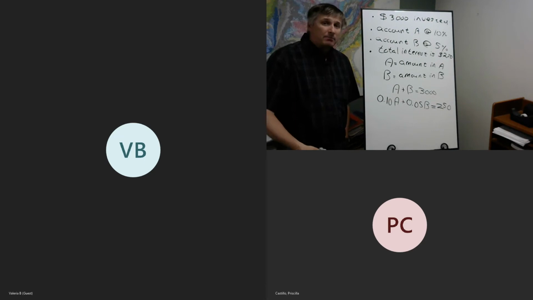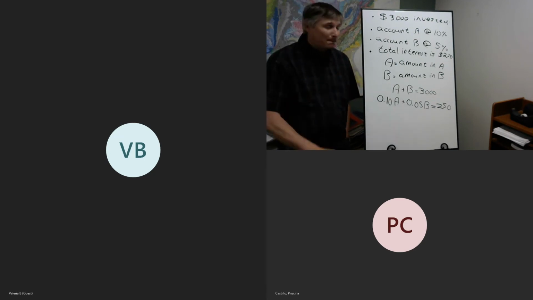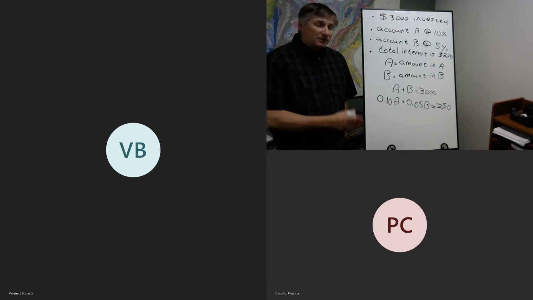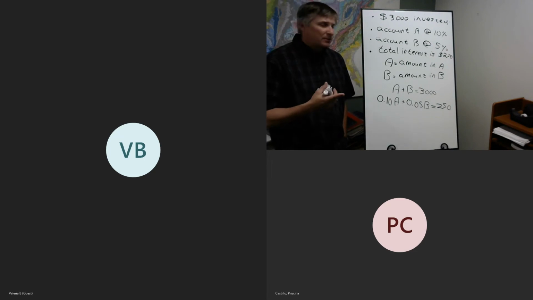So again, I've gone back and modified the problem where we didn't know how much interest came from each account. But let's say we know this much. We know the total amount invested. We know account A has a 10% rate. We know account B has a 5% rate. The total interest earned is $250.